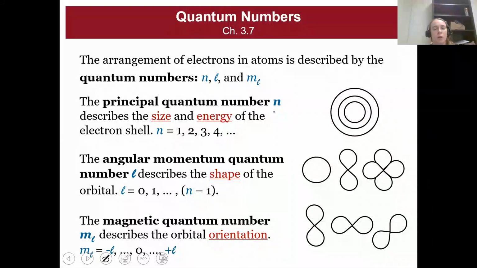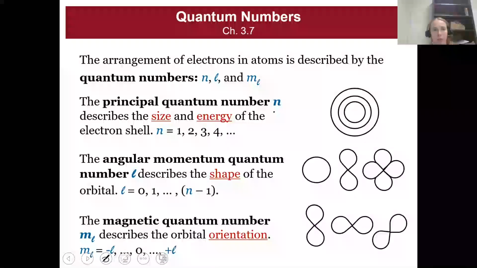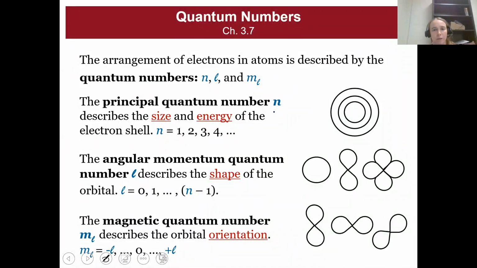All right, so we're going to talk about quantum numbers now. Quantum numbers describe the probability distribution, the orbitals that I mentioned on the last slide. So now we're going to talk about those quantum numbers that are defining our orbitals. The first one we have actually seen before is n. n is the principal quantum number. We saw it when we were talking about the Bohr model for the hydrogen atom.